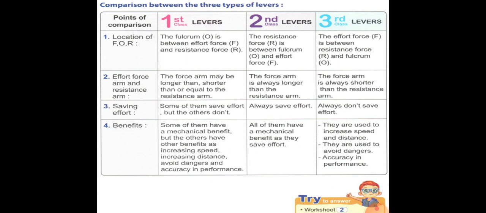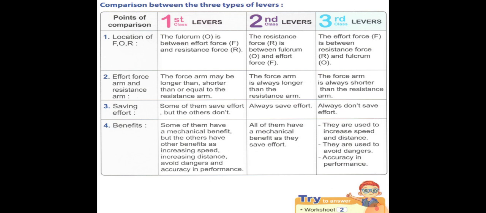So, what about saving effort? We can say in the first class lever, sometimes it conserves or saves the effort. Sometimes, because some of them save effort, but the others don't. What about the second class lever? They always save the effort. What about the third class lever? They always don't conserve the effort. They always don't save the effort.